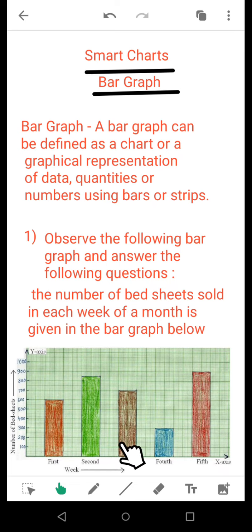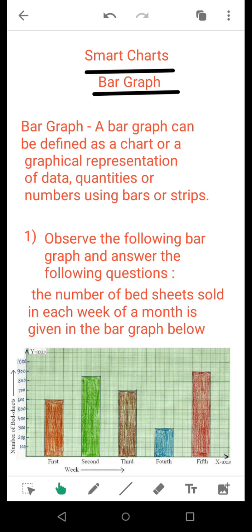Along the horizontal part, we have chosen the weeks, and along the vertical part, we have chosen the number of bed sheets sold in that respective week. See students, you must remember that along the x-axis, the different types of items or their variations are to be recorded, and along the y-axis, the counting or the numbers, whatever you may call them, would be recorded.